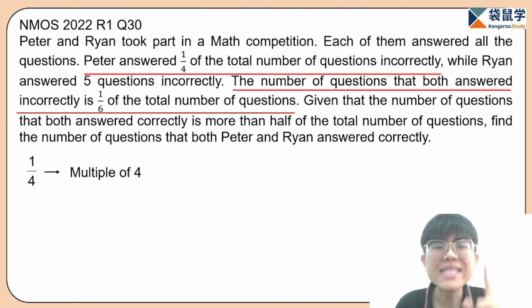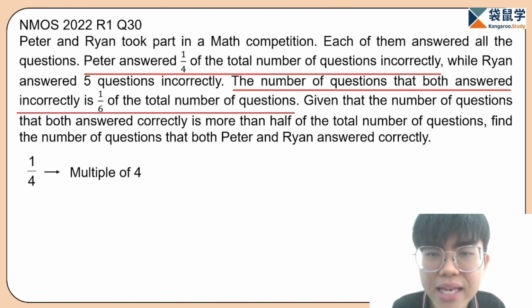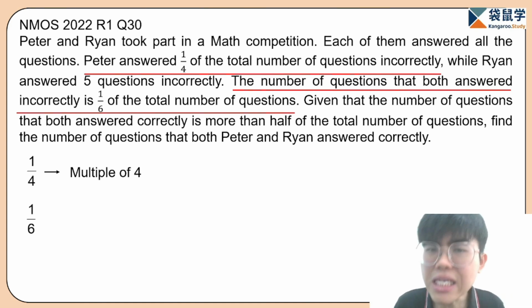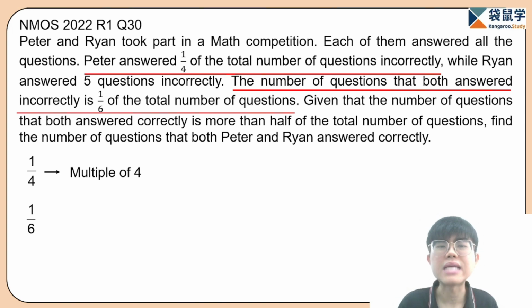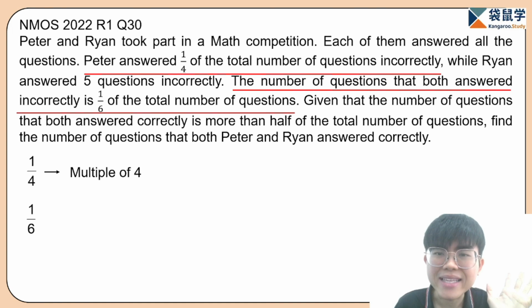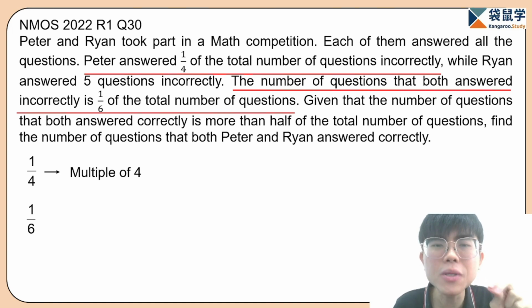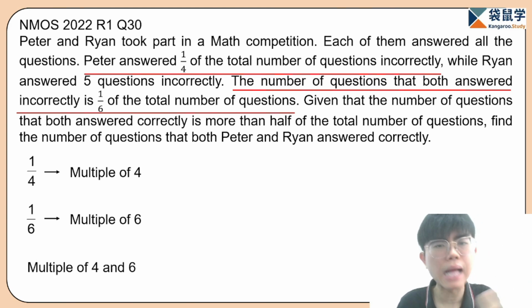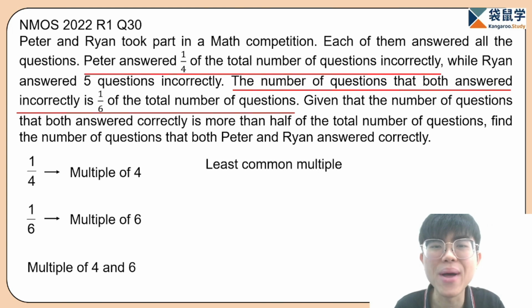Then we also know that the number of questions that both answered incorrectly is 1/6 of the total number of questions. So again, from this fraction, it means that 1 part out of 6 parts of the total number of questions is answered incorrectly by both of them. So what information can we get then? We know that the total number of questions is also a multiple of 6. So the total number of questions is a multiple of 4 and 6. How do we find a number that is a multiple of 4 and 6? We find the least common multiple.